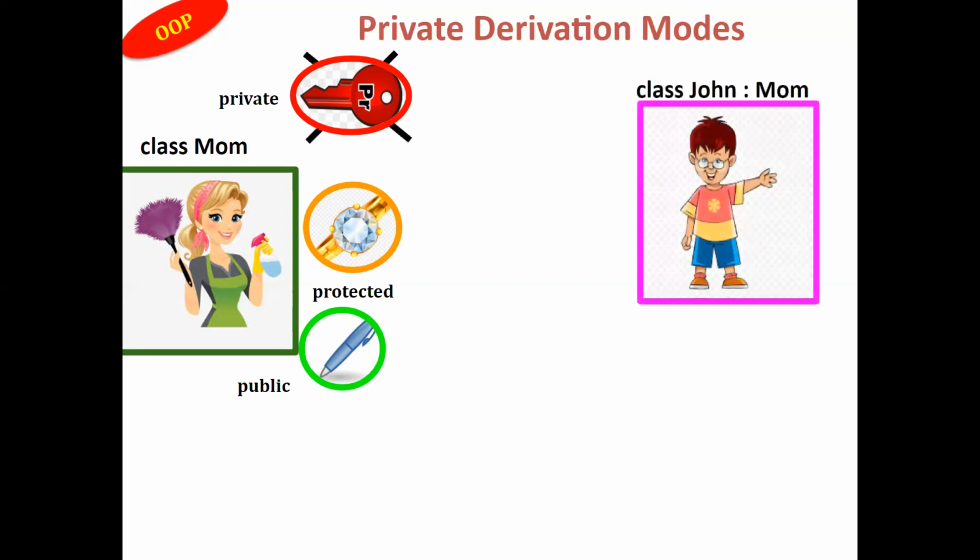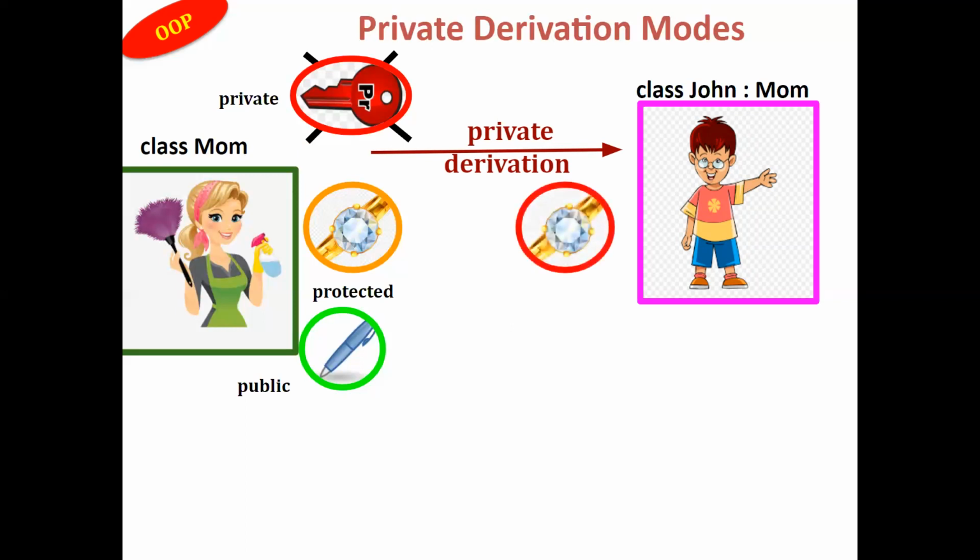Now, suppose class John wants to access the members from class Mom. Mom says, I will share the property with you, but I want to share it privately. Since I am sharing it privately, I will not give my key, but I will give my ring and my pen to you, privately. That means you have no right to share it further. So my ring will become private to you, and my pen will also become private to you, so that you will not be able to give the pen or ring to any of your children.